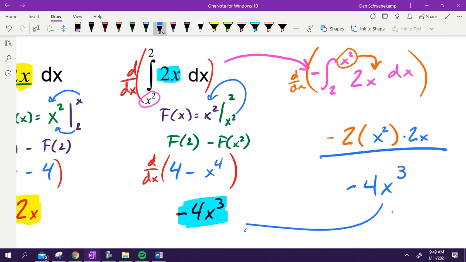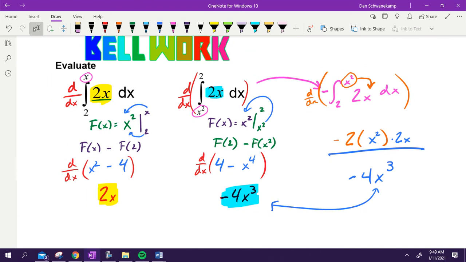Negative 4x cubed, which is the same as that guy right there. That is what we're learning today. You could do it by hand like we did here, where we found the antiderivative, plugged in, and worked through it. Or we can use a shortcut that would make this a little bit quicker. That is called the fundamental theorem of calculus. That is where we're headed today.